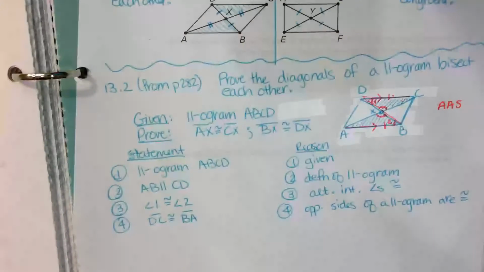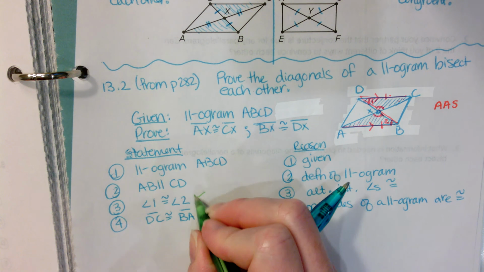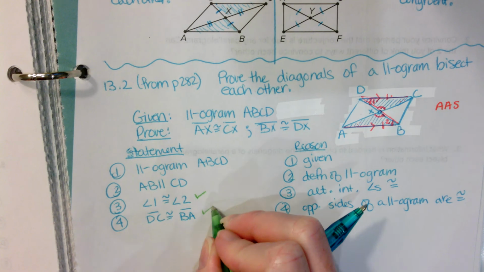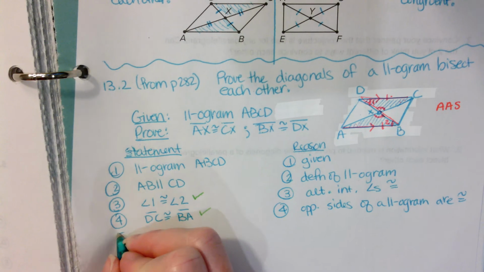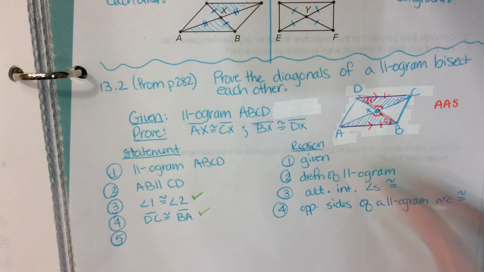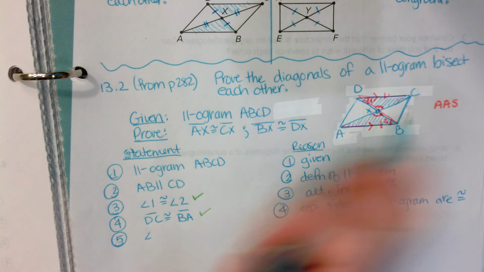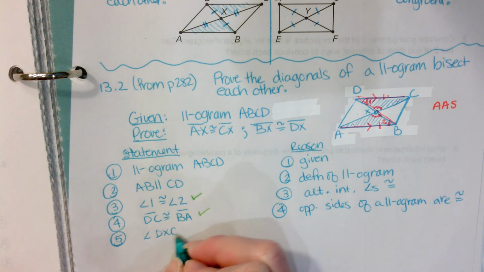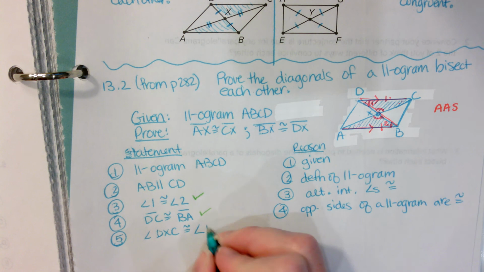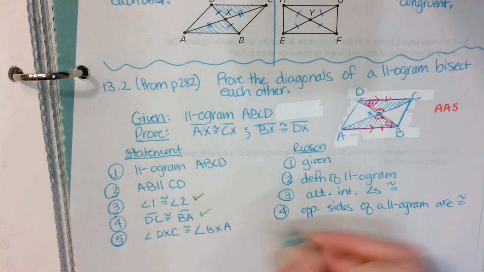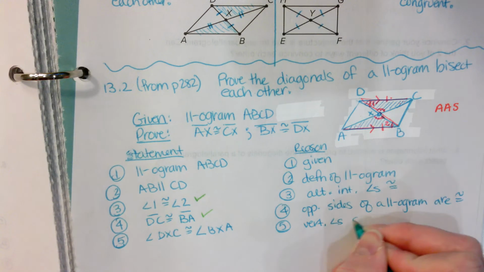So now let me double check what I've got here. I've got my alternate interior angle, that's one of my A's. I've got my opposite sides, that's my S. Oh, I don't have my vertical angles on here yet. I don't have my third thing. So my vertical angle, I could name these any way I want. I'm going to name it DXC on top. So then for the bottom, I need to name it BXA, getting my corresponding parts in the same position. And that's because vertical angles are congruent.